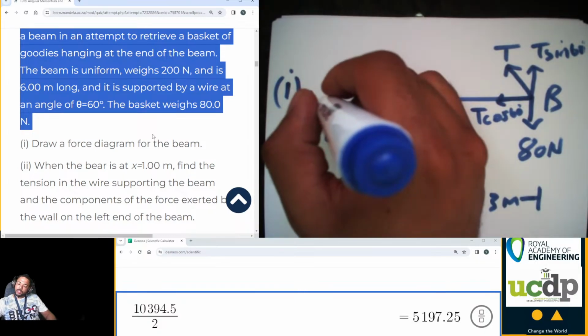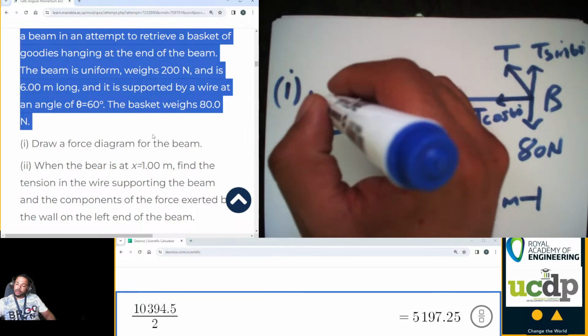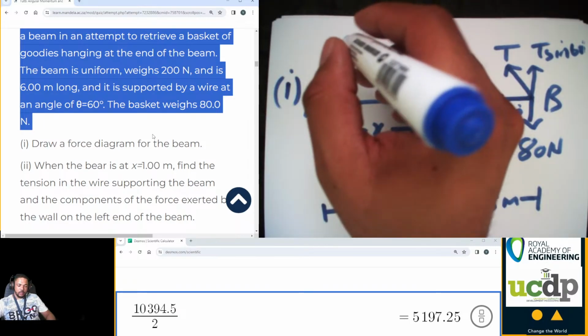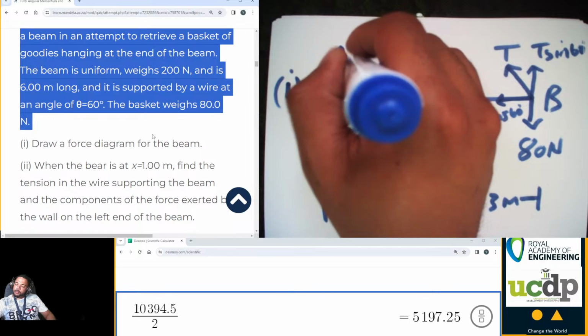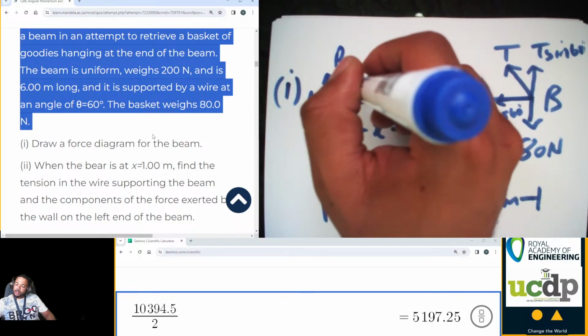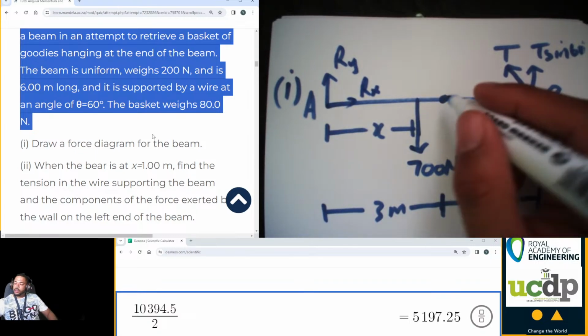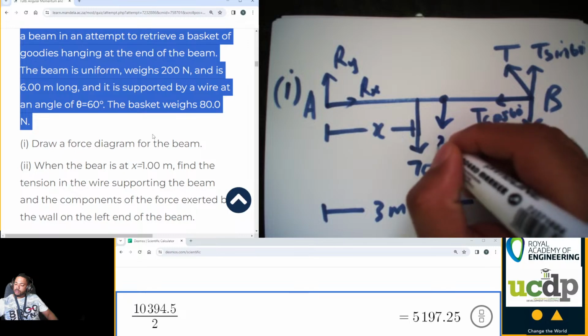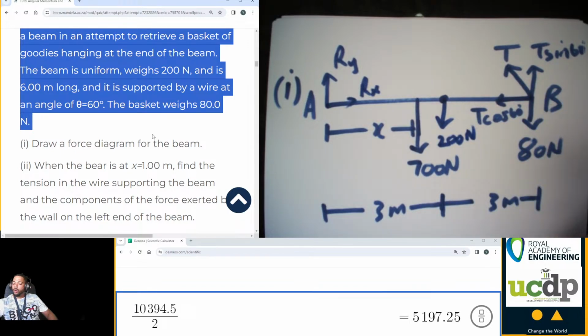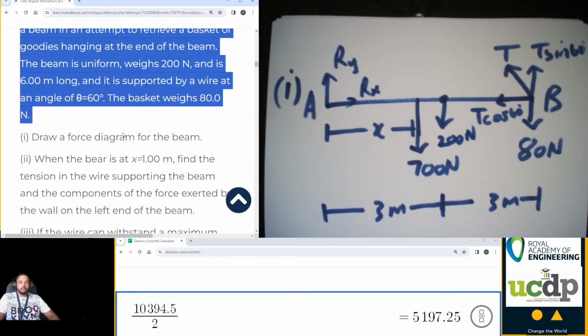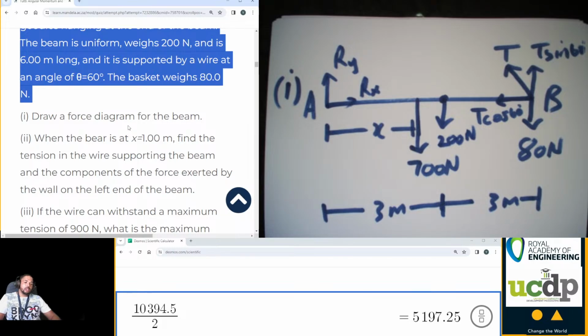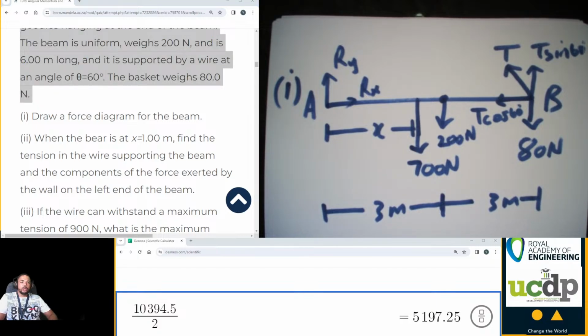And of course, there are two forces here at this end, at point A, as well. There is a force Ry, and there is an Rx. And then right at the midpoint, 200 newtons, that is the weight of the beam, because we assume that all its weight is acting on its midpoint. That is the force diagram. It looks a little bit cluttered, but as long as you know what everything means and where everything is, it should be fine.